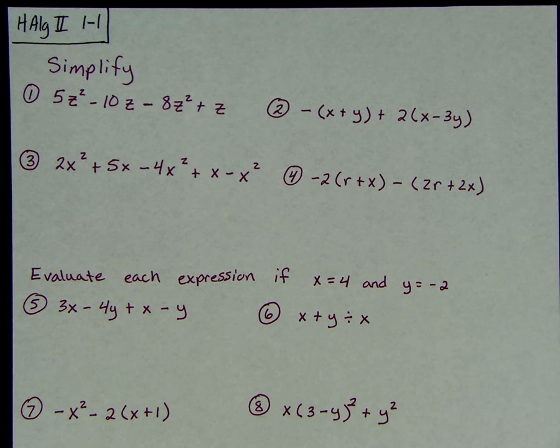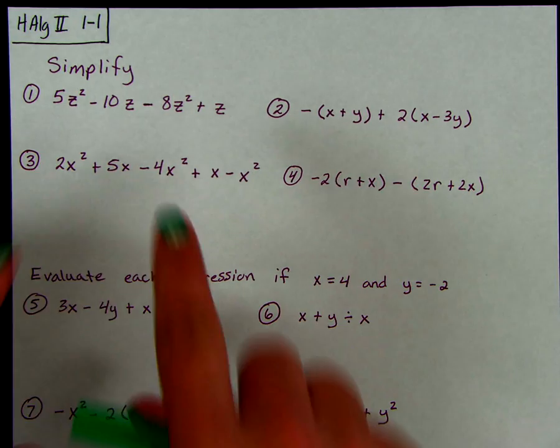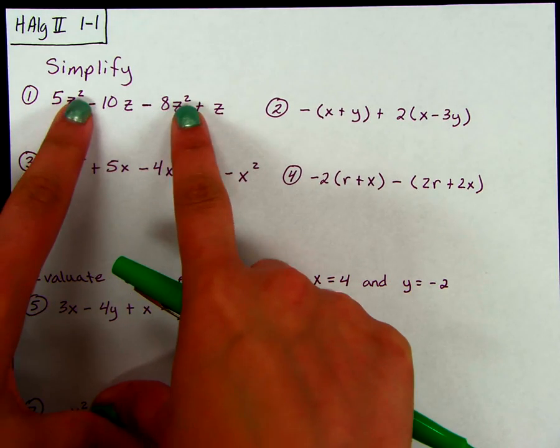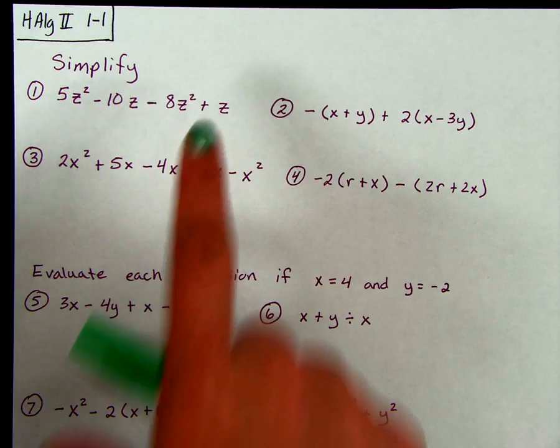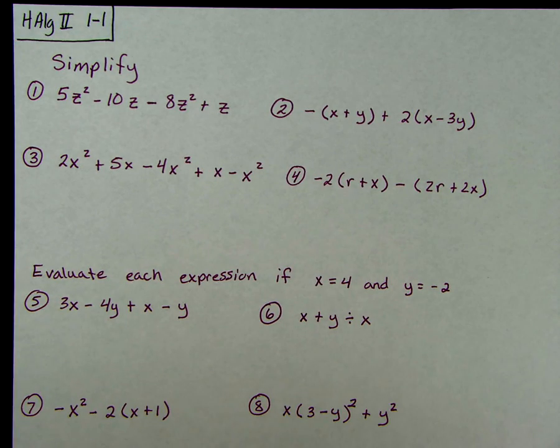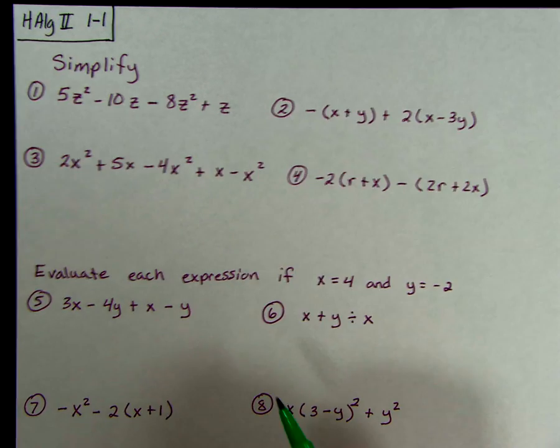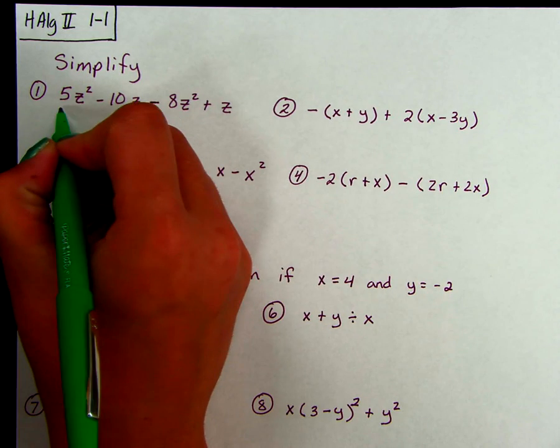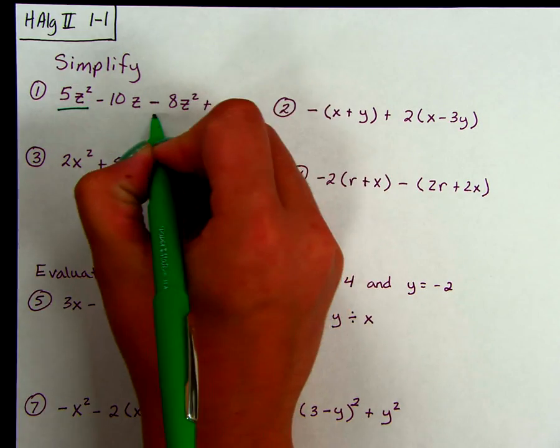So for this first set of simplifying, we have to be careful since we have all z's, but some of them have exponents and some do not. So when we are combining like terms, the variables have to be exactly the same to combine them, and then we're just combining the numbers in front. So for this problem, we're going to combine the z squareds together.